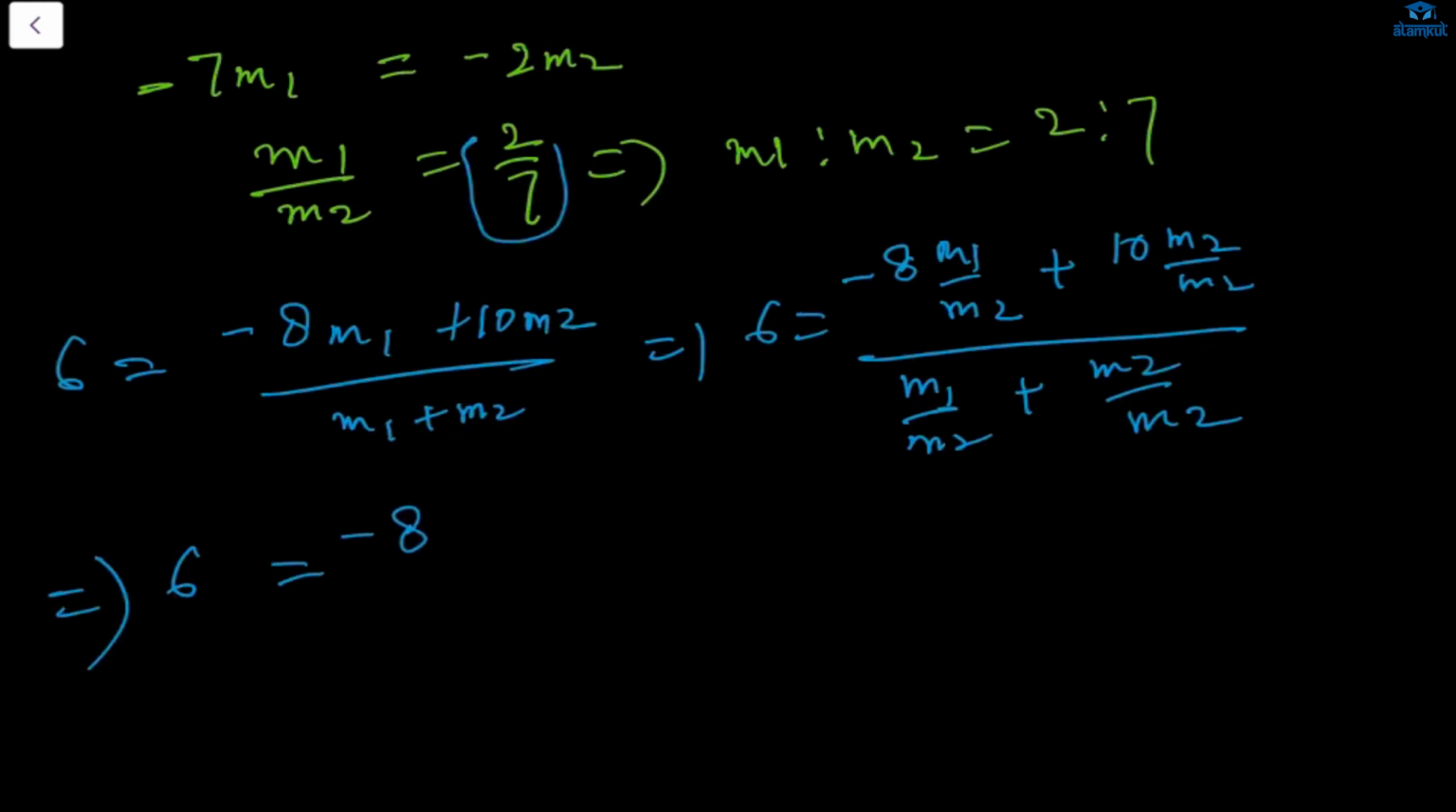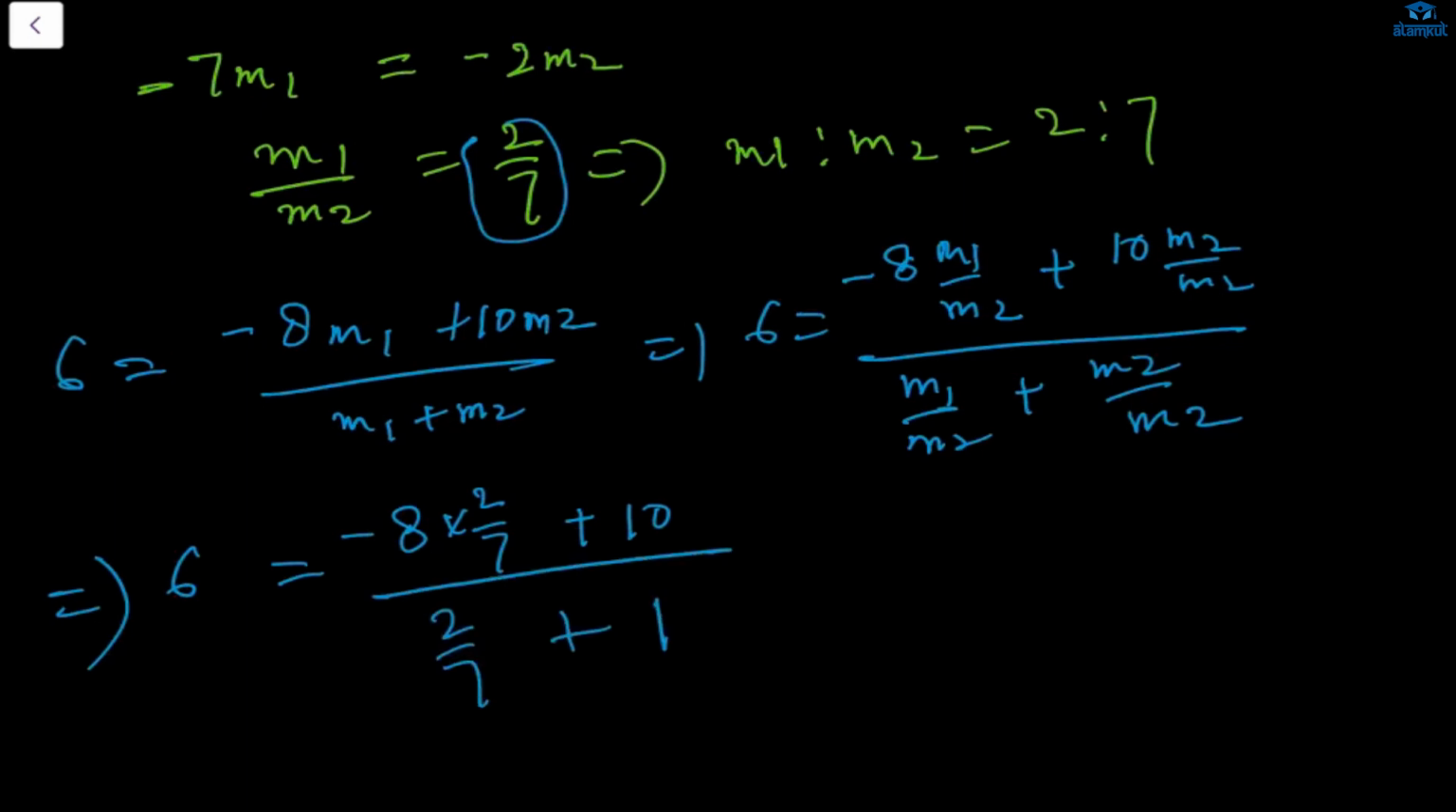Ma'am, why are we dividing by m2? We are dividing numerator and denominator, but you cannot do it with just one term. If you do it with one term, that will give you a different value. So when you do it with all the terms, your value will not be altered. We are doing the same thing with numerator and denominator, so the whole term has to be divided by m2. m2 by m2 will give you 1, and here the denominator will be 2 by 7 plus 1.